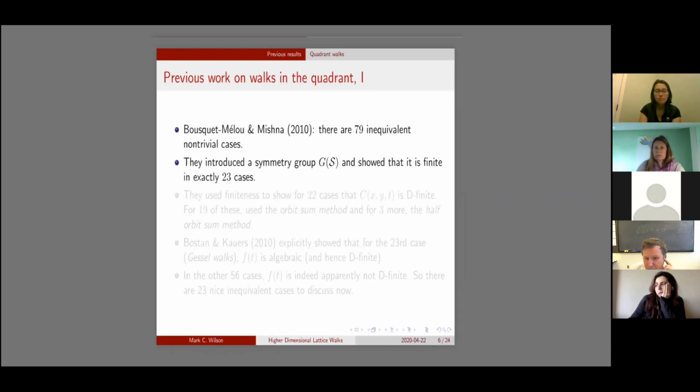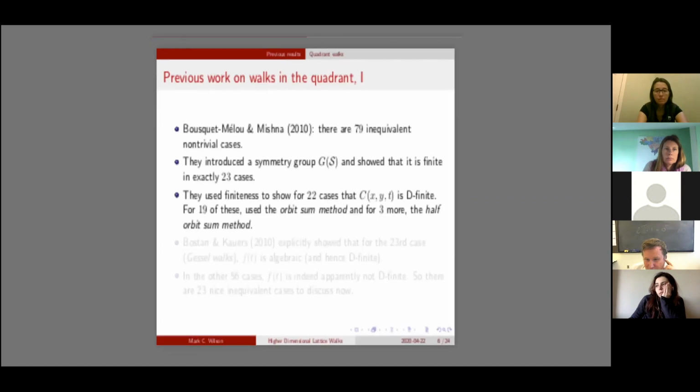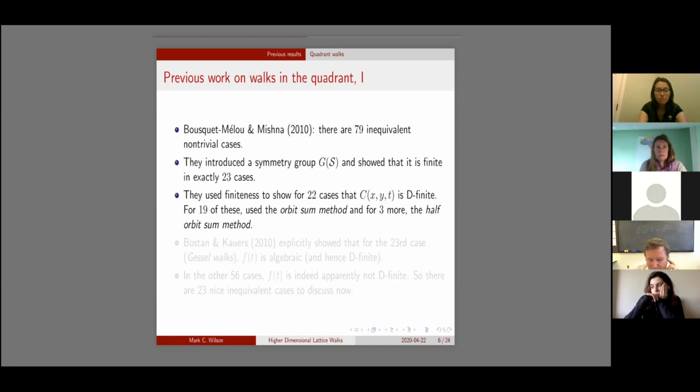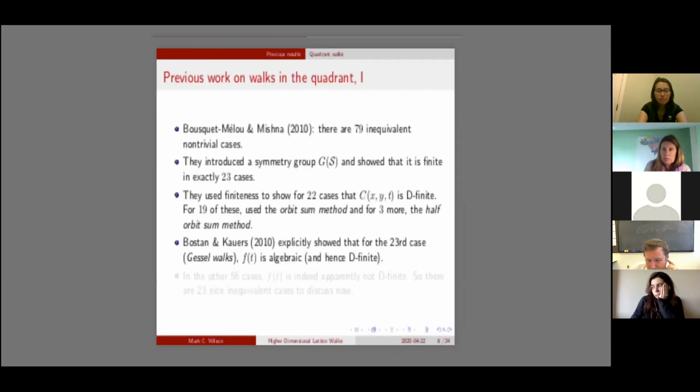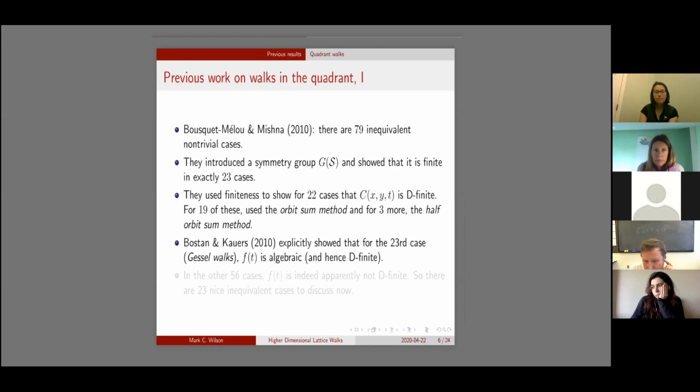They introduced a symmetry group, which I talk about a bit later, and they showed that it's finite in 23 cases, and they used the finiteness to show something nice about the generating function using methods that we'll again talk about a little bit. So there were 22 of those 23 cases, and one of them, the method failed. That was the Gessel walks, which was finally dealt with by heroic efforts soon after.